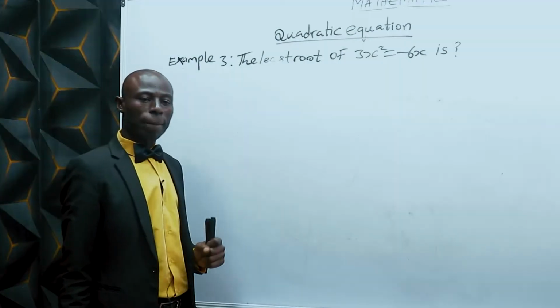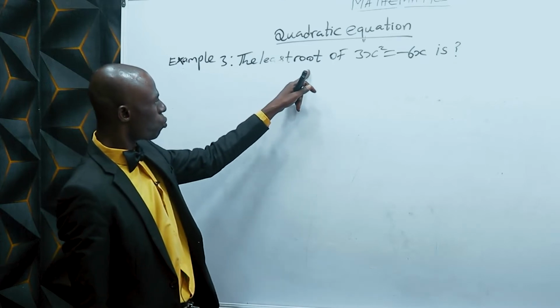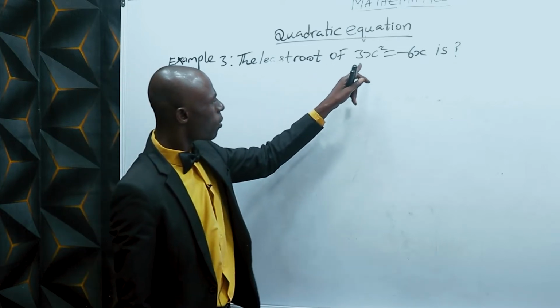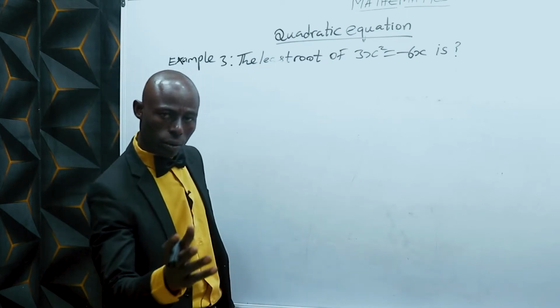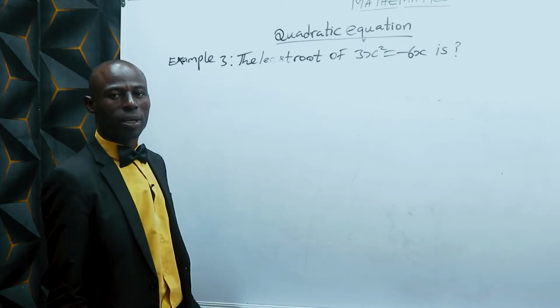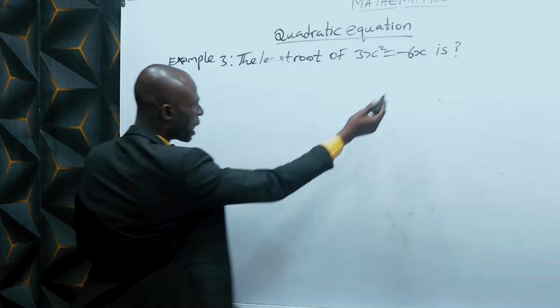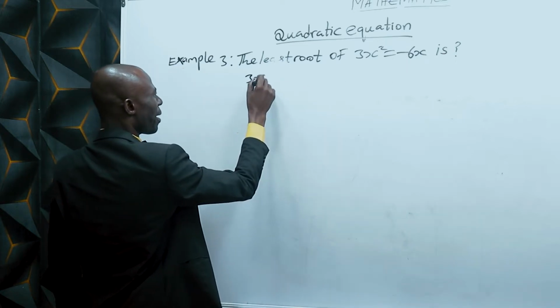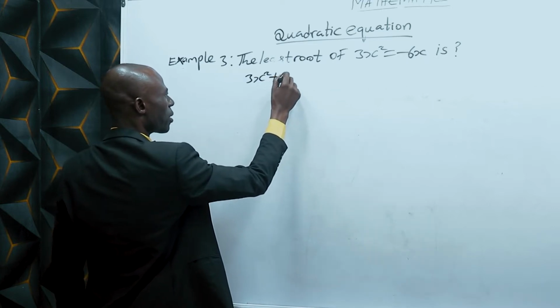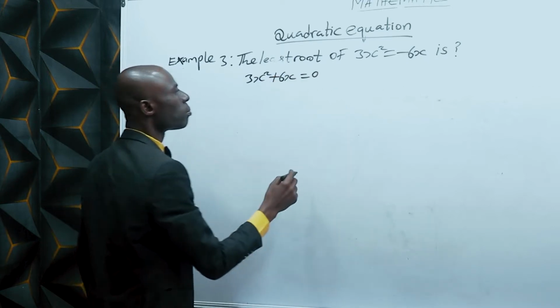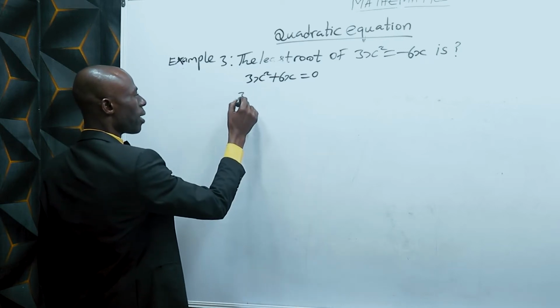Look at example 3. The least root of 3x squared equals minus 6x is what? That's a question. Bring them together first. 3x squared minus 6x, bring it here, it becomes plus 6x equals 0. Factorize. 3x is common.